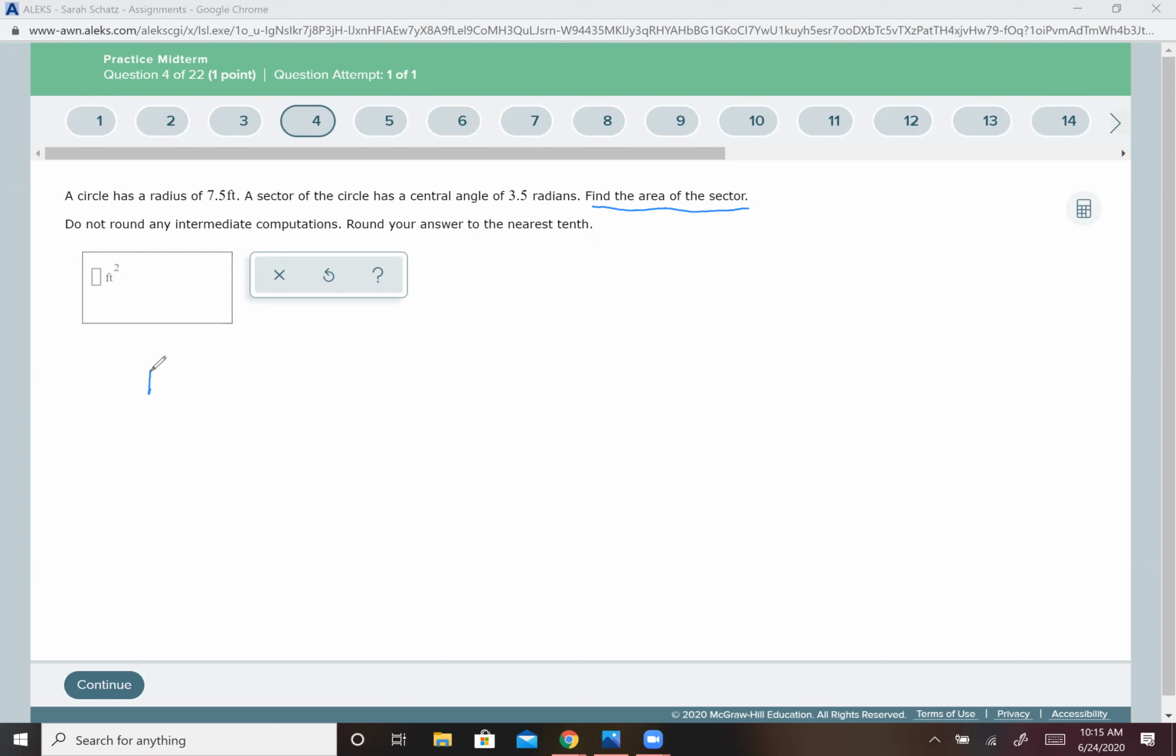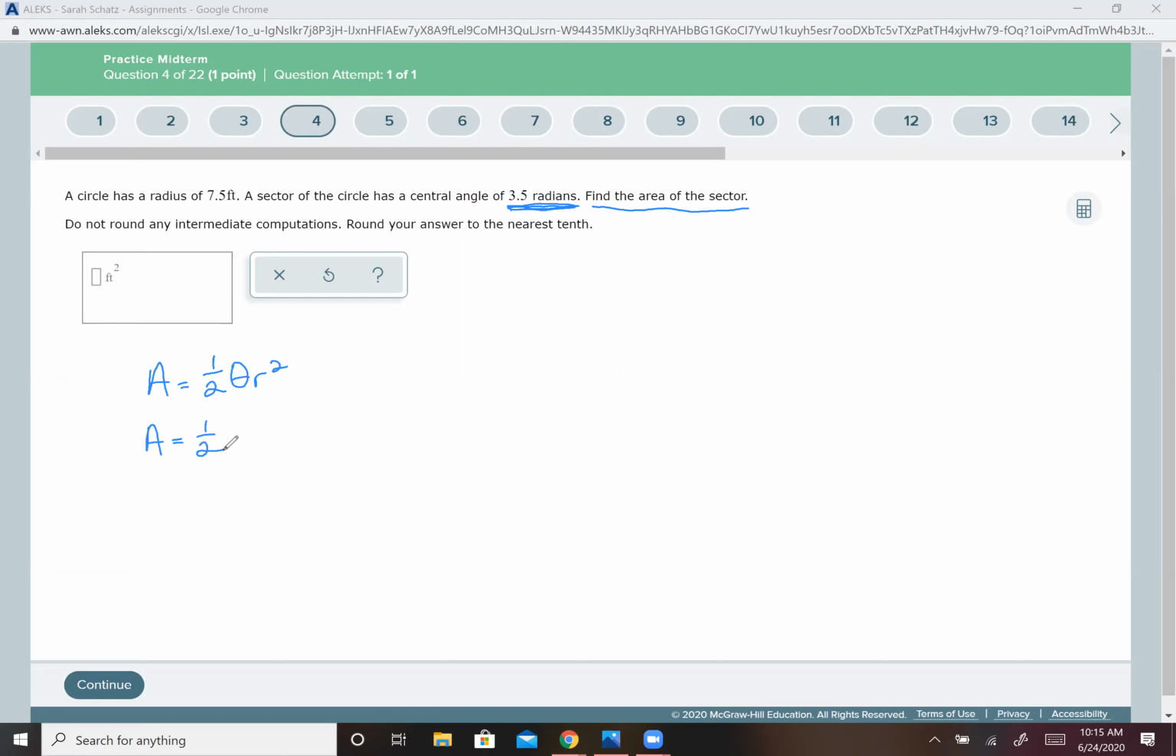To find the area of a sector, we have A for area equals 1/2 times theta r squared. Remember, your theta does need to be in radians for this. If it does give you a degree theta, you will have to convert it to radians. But our angle here is already in radians, so all I have to do is plug all this into the formula.